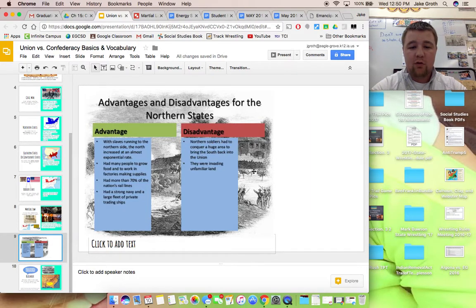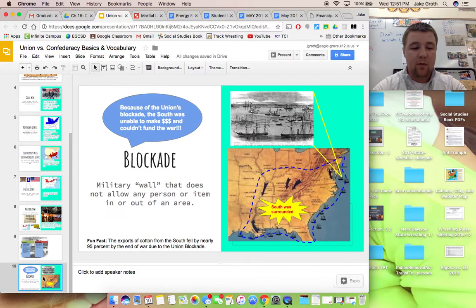Disadvantages, some of these. Northern soldiers had to conquer a huge area to bring the South back to the Union. That was crazy. The Union came down from up here and invaded the South, right? And so the South had the home field advantage, like playing on your home field. They knew the course better, and therefore they could hide. The Union did not, right? So there were lots of other ones. You can go ahead and read those later. I'm not going to explain that.